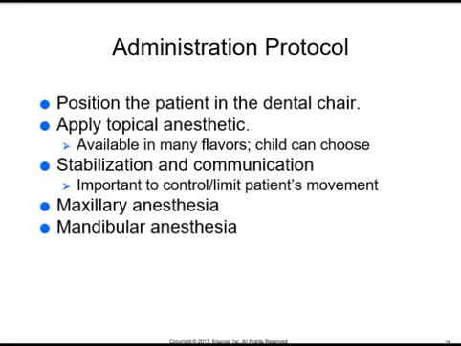With the administration protocol, you want to position the patient in the dental chair and apply the topical anesthetic, which is available in many flavors, and the child can choose. Stabilization and communication: it's important to control or limit the patient's movement. With maxillary anesthesia, you want to use shallow insertion of the needle, 2 millimeters at most, and children between the ages of 6 and 9 receive effective pain control from buccal supraperiosteal injections, equivalent to that of an IA block.